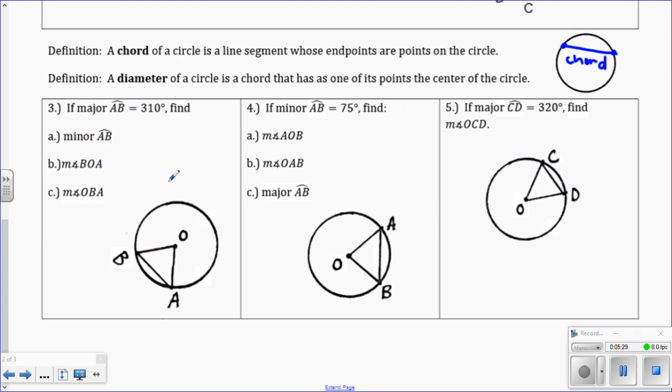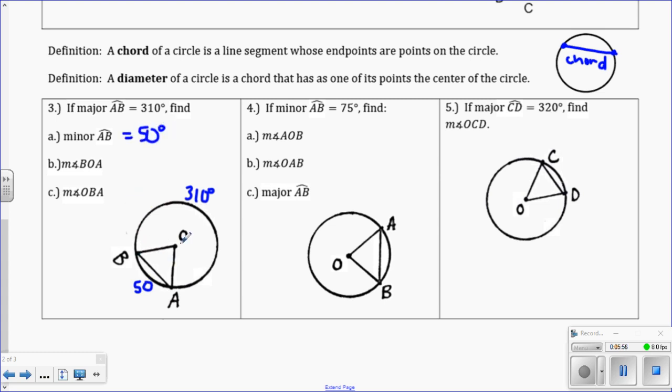Okay, one more together here. Number 3 says if major arc AB is 310 degrees. If it's a major arc, it has to be more than 180, so I'm going all the way around from A to B the long way. First, we have to find minor arc AB. Minor arc is this short distance here, the shortest distance, less than 180. If a full circle is 360, I would just do 360 minus 310, and I get 50 degrees.